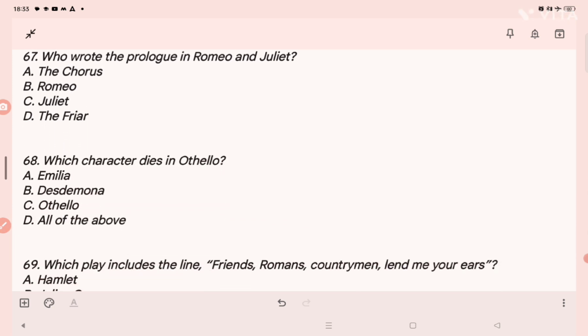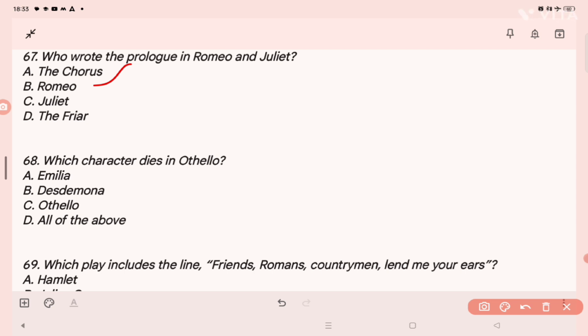Who delivers the prologue in Romeo and Juliet? The Chorus. The Chorus delivers the prologue in Romeo and Juliet, summarizing the play's themes and events.